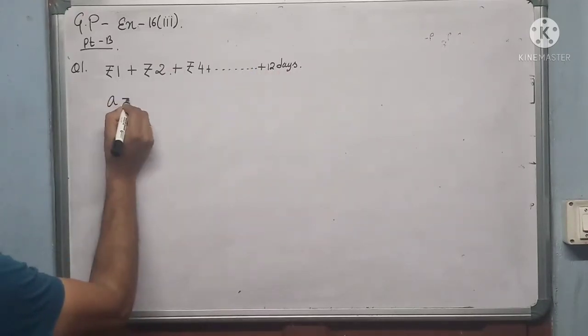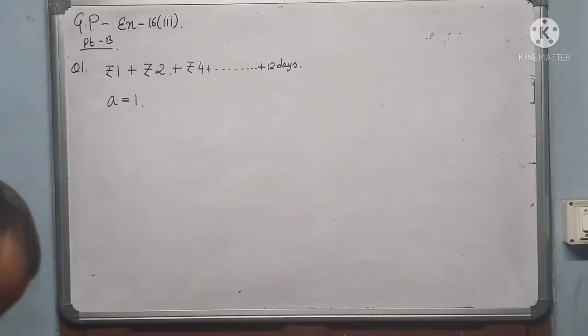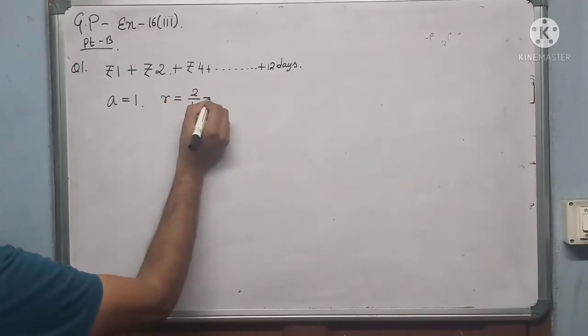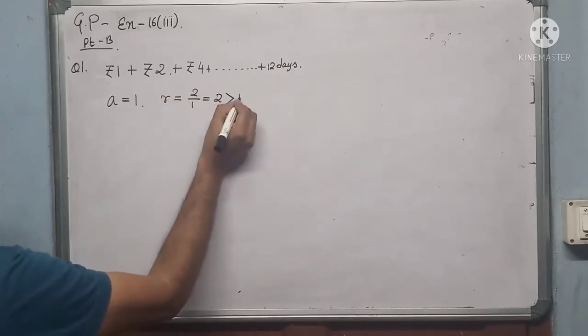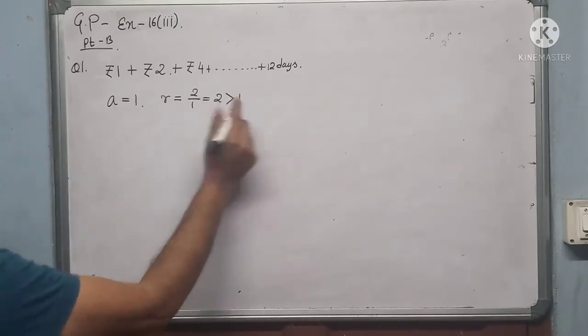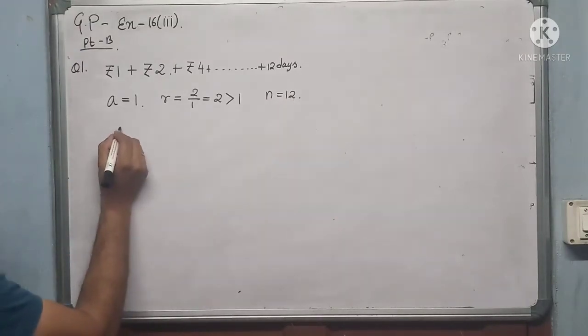Now A is 1 rupee and common ratio is second term divided by 1. Common ratio is 2, which is greater than 1. Now A is 1, R is 2, N is 12. Then what will be your total saving in 12 days?